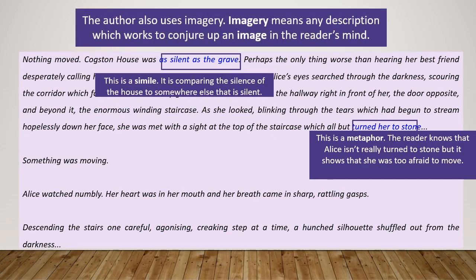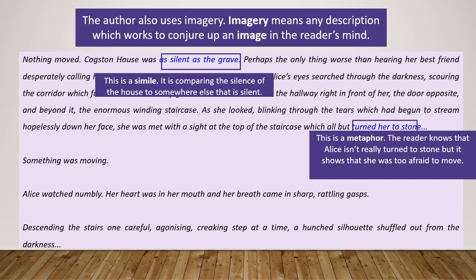The author has also used a lot of imagery. Imagery means any description which works to conjure up an image in the reader's mind. I've highlighted 2 examples here. The first, as silent as the grave, is a simile. It's comparing the silence of the house to somewhere else that is silent. Similes are good at creating an image in a reader's mind.